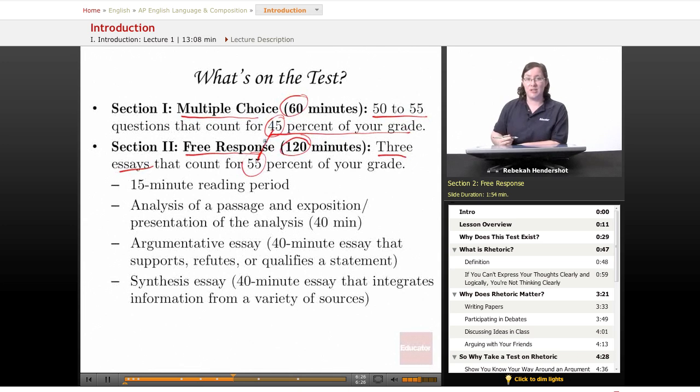So we're going to break this down a little bit more. Usually, the free response section will begin with a 15-minute mandatory reading period. Sit there and read things. You will have to read things and then write about what you've read. Then you've got your 3 essays.